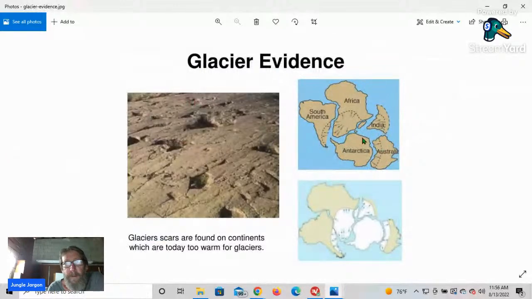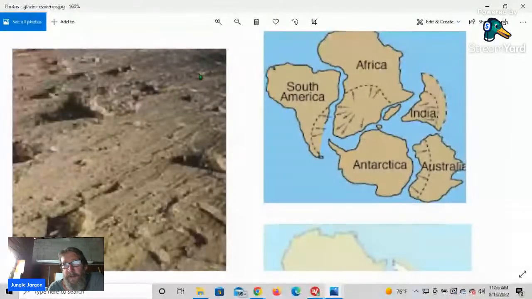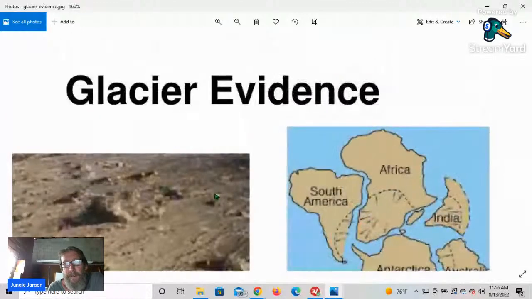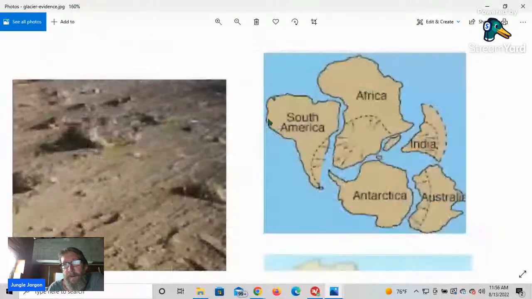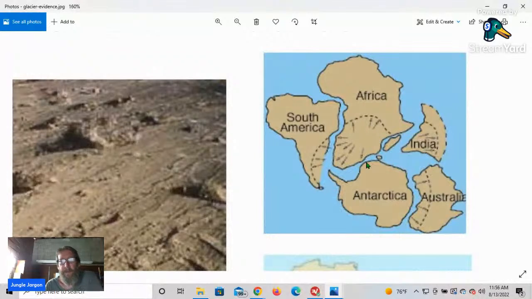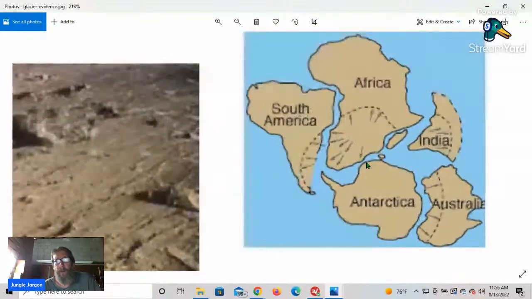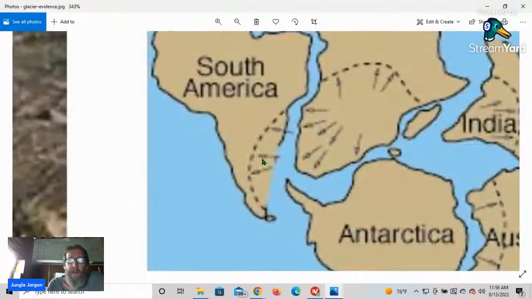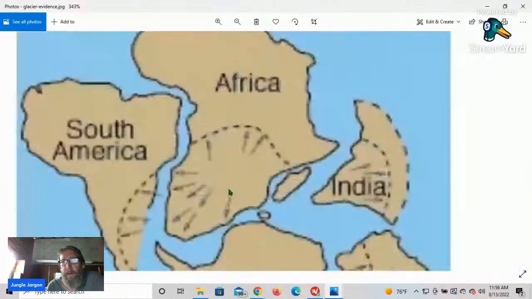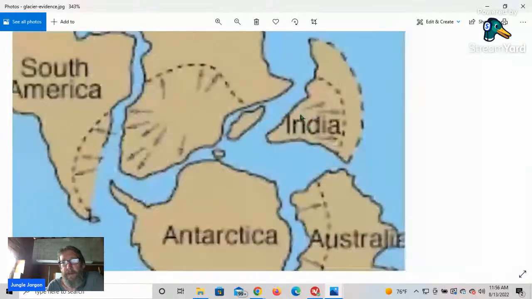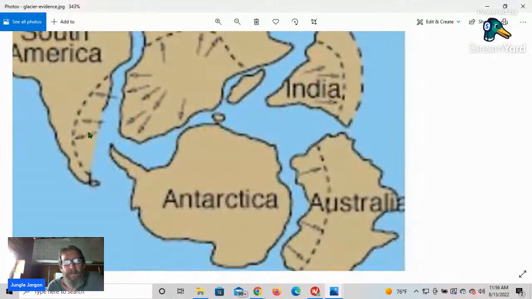Oh, here's a picture of the glacial evidence, right? Glacier evidence. Well, you have glacial markings going basically from south to north. This looks like a center here, and in India, Australia, showing that they were all once connected.